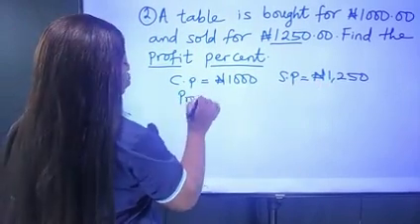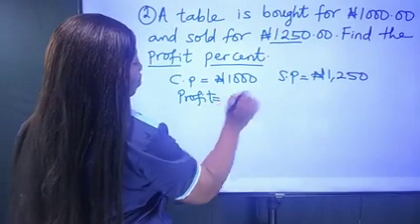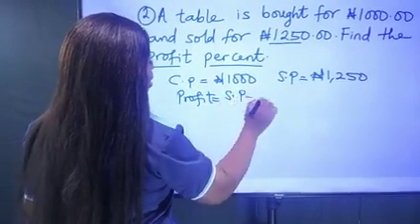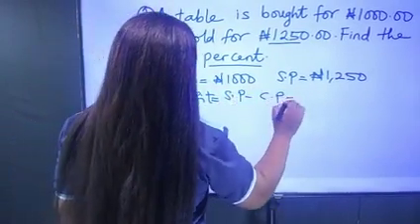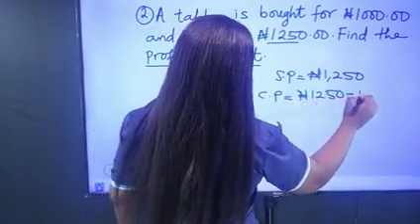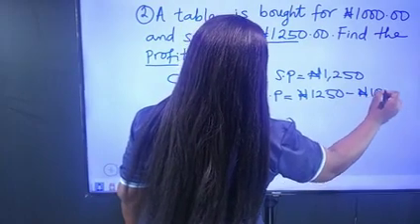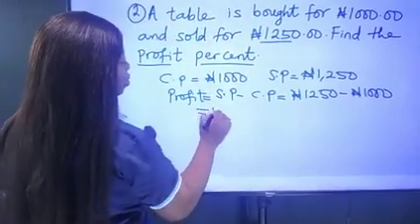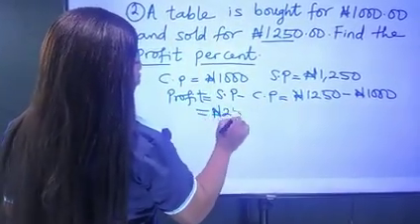So the first thing you're going to calculate is the profit, which is equal to selling price minus cost price, and that's equal to 1,250 naira minus 1,000 naira. So that answer will be 250 naira.